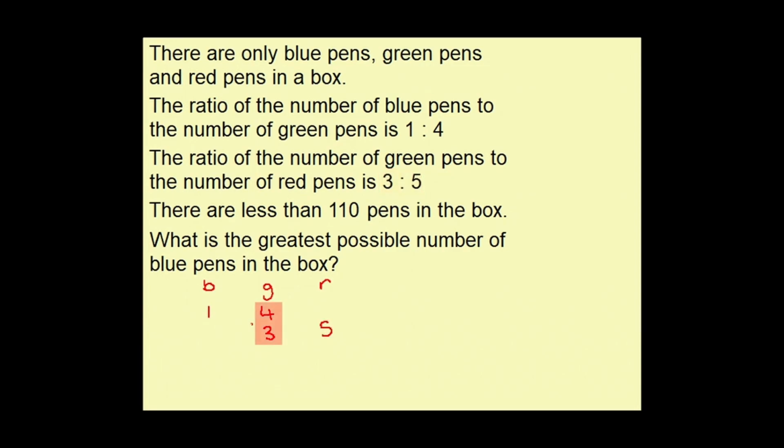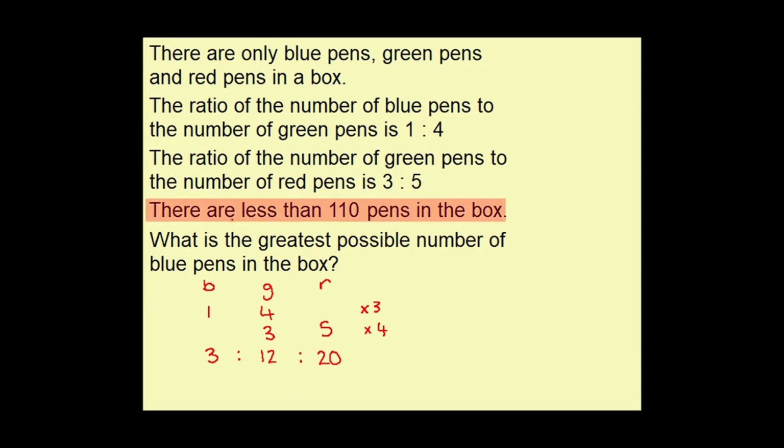So here are my common numbers. I can multiply this one by 3 and this one by 4. So multiplying by 3 gives me 3 and 12, and multiplying by 4 gives me 12, which I've already got, and 20. So here's my ratio, 3 to 12 to 20.